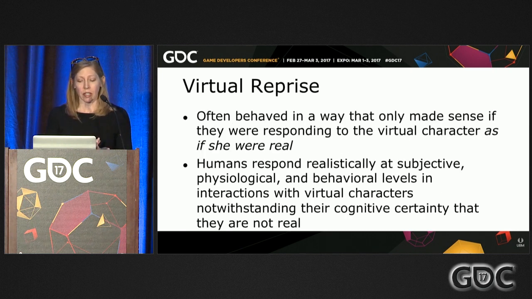The researchers concluded people behaved in a way that only made sense if they were responding to the virtual character as if she were real. They said humans respond realistically at a subjective level, so they were justifying it verbally afterwards. Physiologically, you could tell their heart rate increased. They were increasingly uncomfortable. By the way, they also kept going up with the shocks, even though they said they really felt bad doing this to a virtual person. And behaviorally as well, you could tell from their physical bodies that they were uncomfortable doing this.